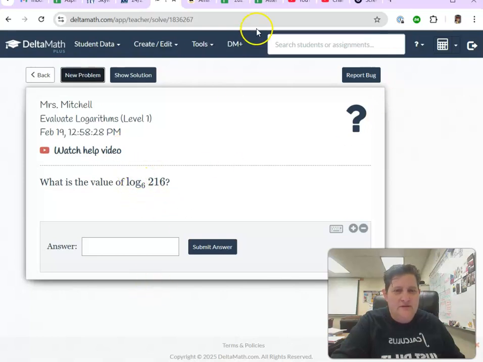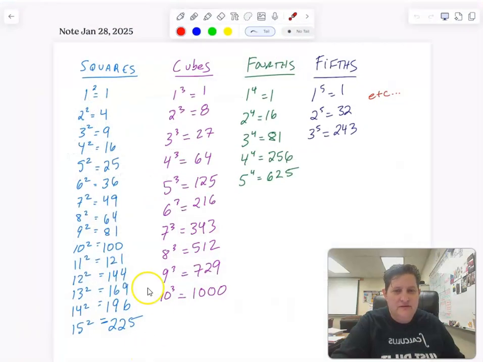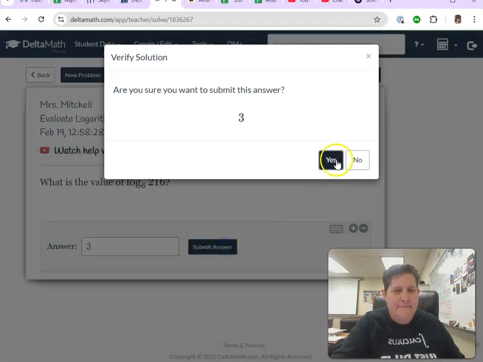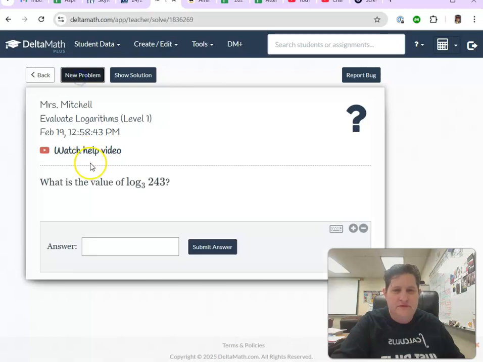6 to the what is 216. So I look at this. I go and find it. It's right here. 6 to the 3rd is 216. Right? And I just go, that would be 2 to the 3rd. Okay? So we're looking for these exponents that way.